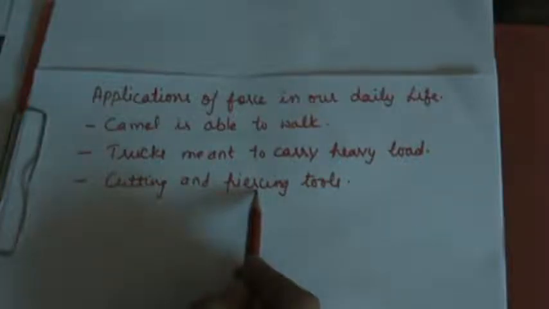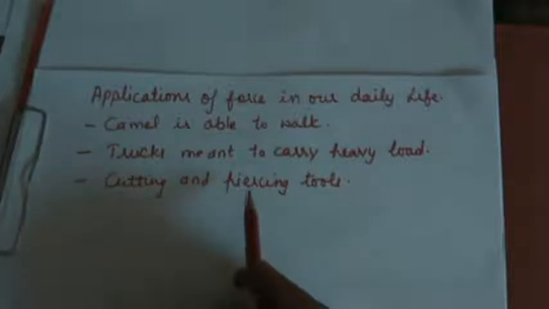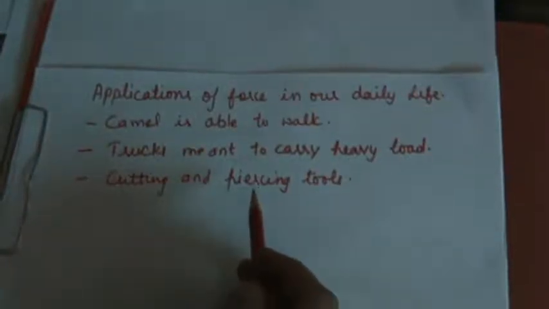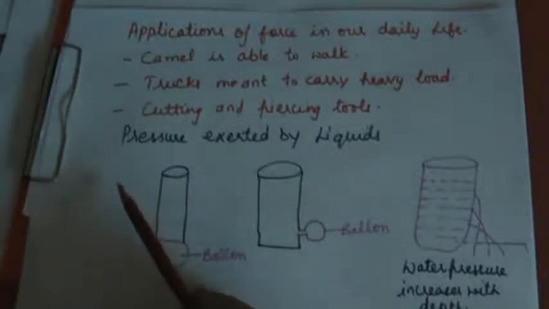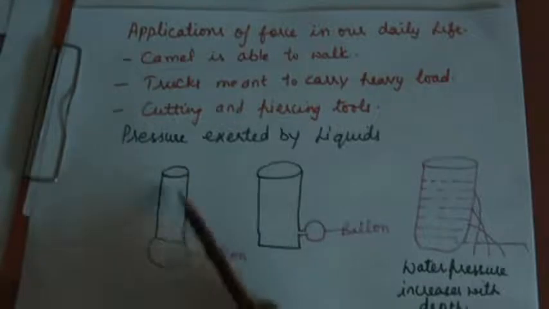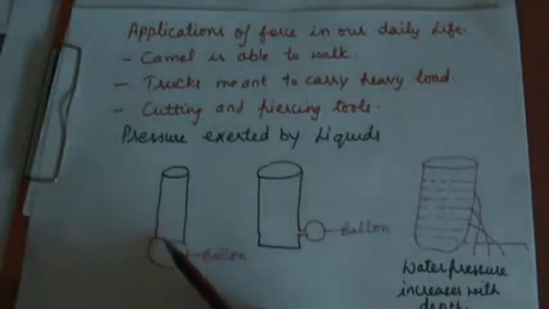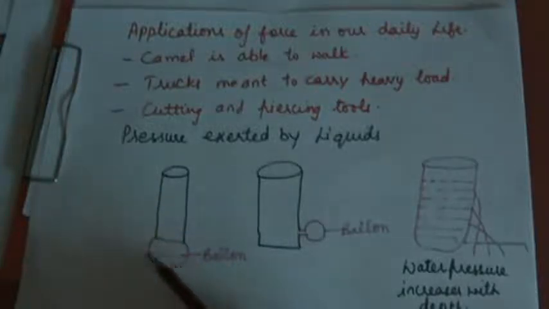Okay. Next is pressure exerted by the liquids. Take a glass tube, open at both the ends. Tie a rubber balloon to its lower end. Pour water in the tube. You will notice that the balloon bulges downward. Why does it bulge downward? This shows that the liquid exerts pressure on the base of the container in which it is kept.